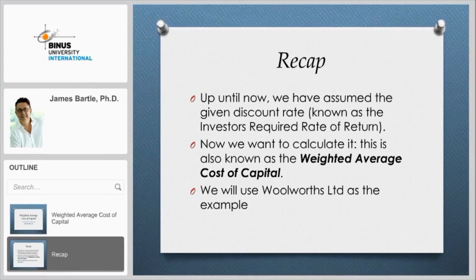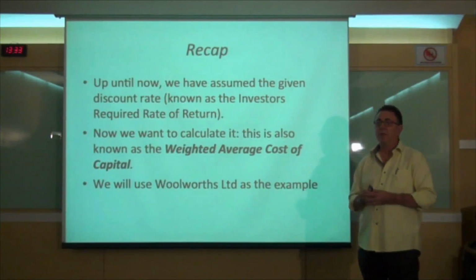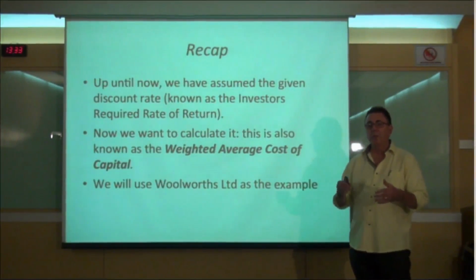Up until now in this course, we've assumed that we've known what the cost of capital is, or sometimes called the discount rate, sometimes called the required rate of return. So when we've done a bond valuation or an equity valuation, we've assumed the discount rate. We haven't calculated it. What we're going to do now is we're going to actually calculate a discount rate or a required return rate that can be used for all types of securities and capital budgeting. So this is called the weighted average cost of capital.